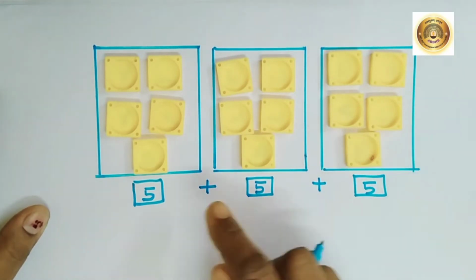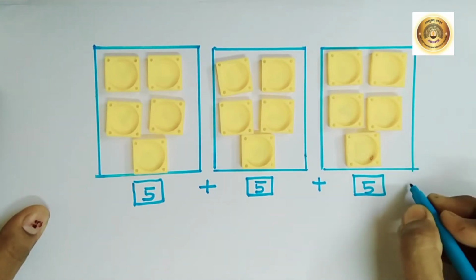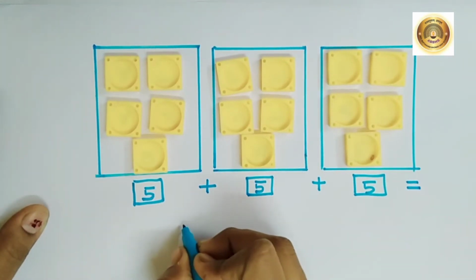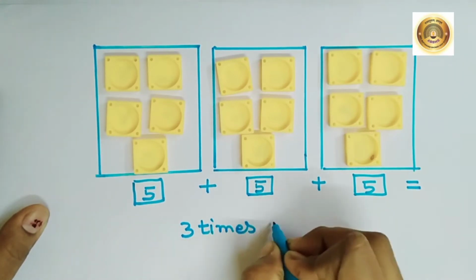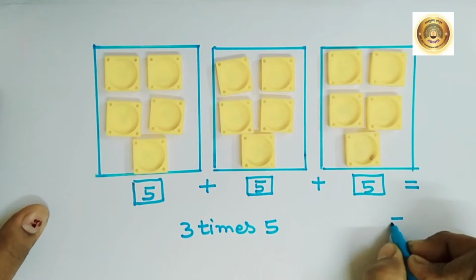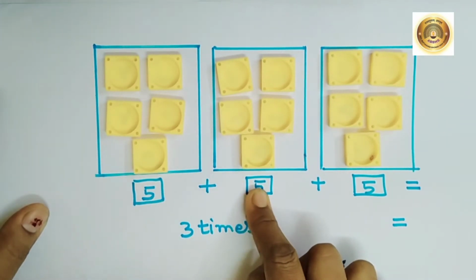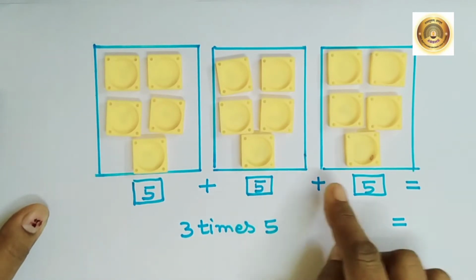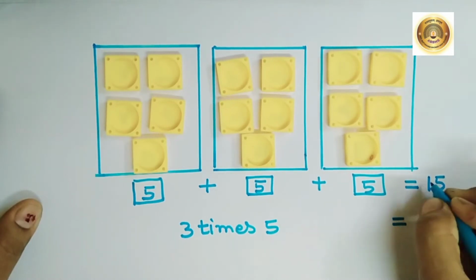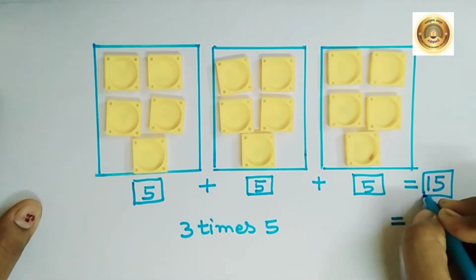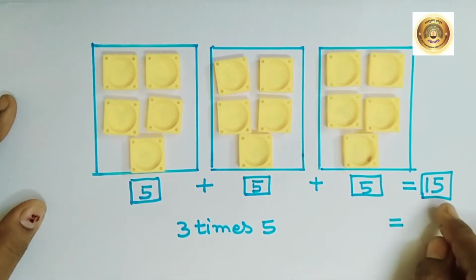You have to add 5 plus 5 plus 5 3 times. You have to add 3 times 5. So what is 5 plus 5 children? 10. And what is 10 plus 5? 15. So the total number of blocks in all 3 boxes, we are having 15.